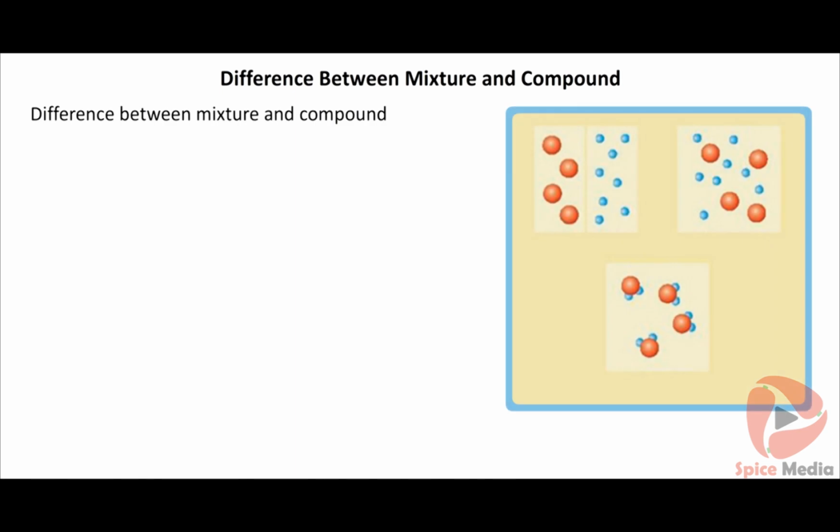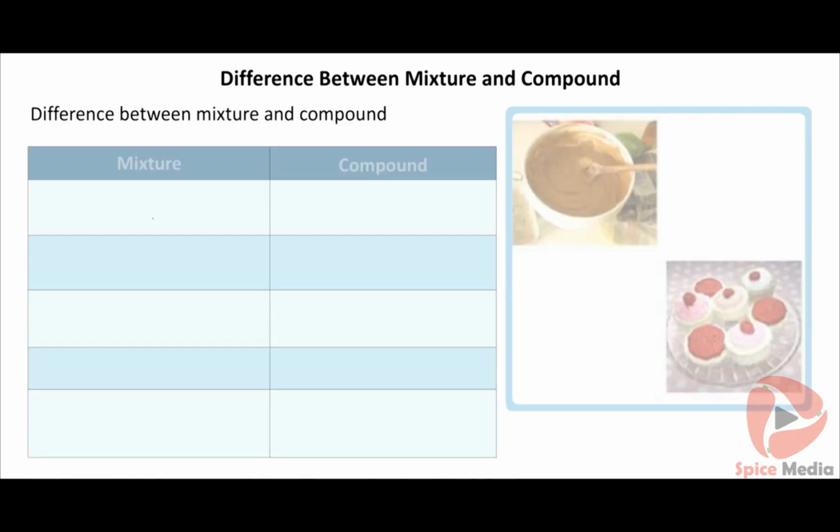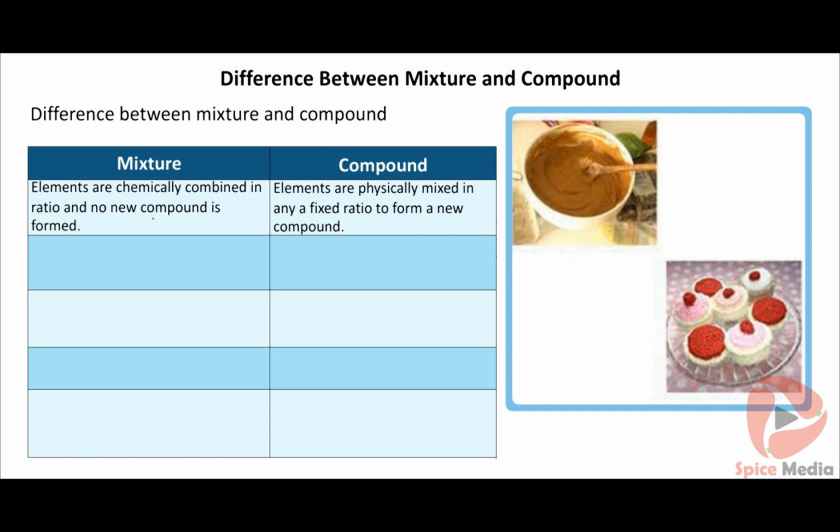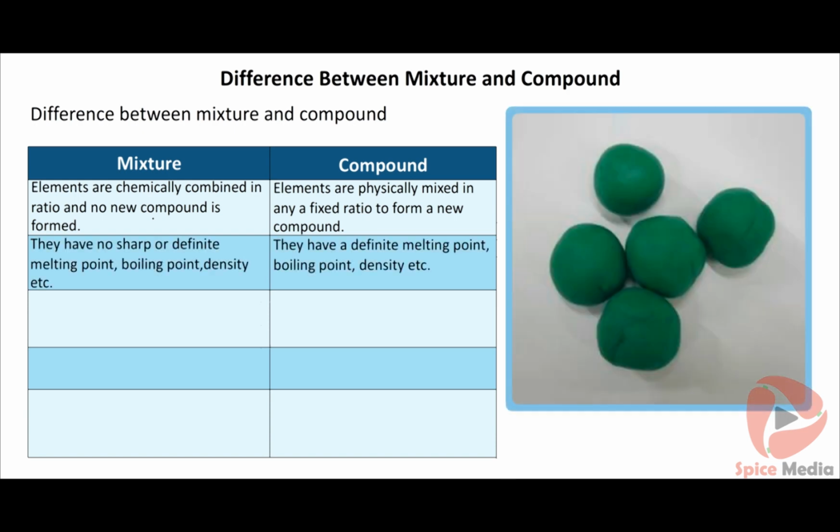Difference between mixture and compound are listed in the table. Mixture: elements are physically mixed in any ratio and no new compound is formed. Compound: elements are chemically combined in a fixed ratio to form a new compound. Mixture: they have no sharp or definite melting point, boiling point, density, etc. Compound: they have a definite melting point, boiling point, density, etc.